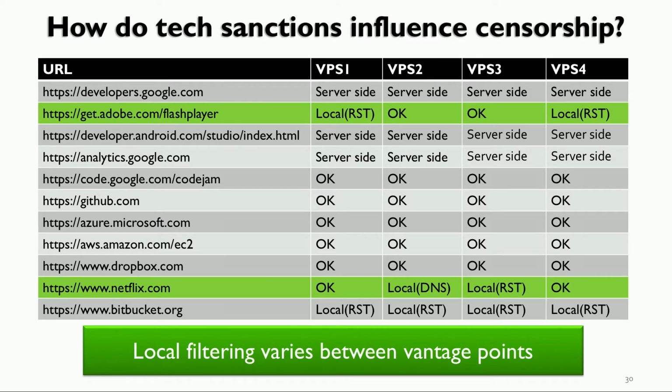Also, even within Iran, we're seeing a variety of blocking behaviors. Here, we've got Flash Player that's blocked on some vantage points and not others. Same thing with Netflix, and it's not even the same vantage points. So this really highlights the importance of having not just vantage points in each country, but within each country having as many vantage points in as many different networks as possible, so we can actually figure out what's going on.